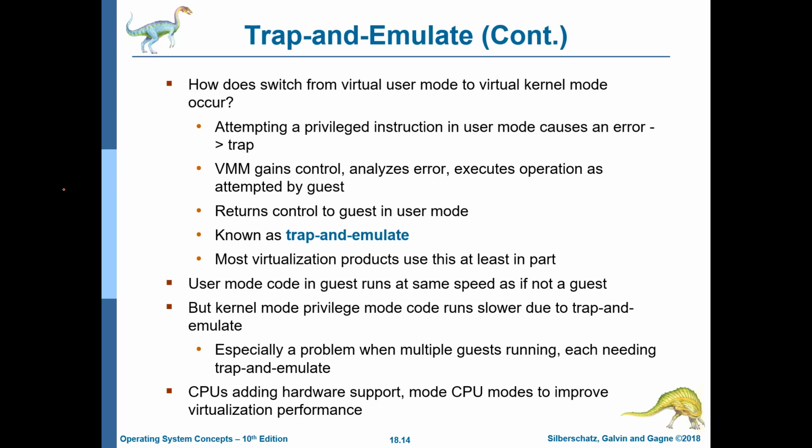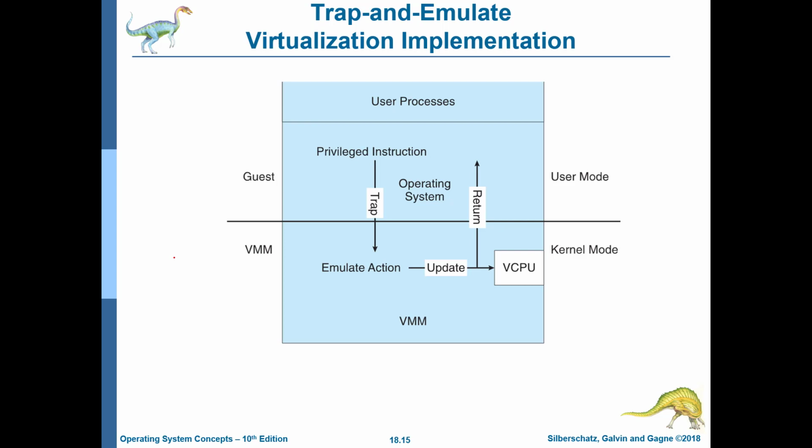What you will see is that the user mode code in the guest used to run quickly, at native speed, but kernel mode code, which means the guest kernel, was very slow because of trap and emulate. Especially when you had multiple guest OSs, the VMM became a bottleneck because it had to trap and emulate for all. This is why CPUs started adding some degree of hardware support and different CPU modes to improve virtualization performance, which we will see in the subsequent slides. This is a visualization of trap and emulate, where we have the guest kernel, user apps, and the VMM. The guest kernel tries to execute a privileged instruction. It traps. Its action is emulated by the VMM.